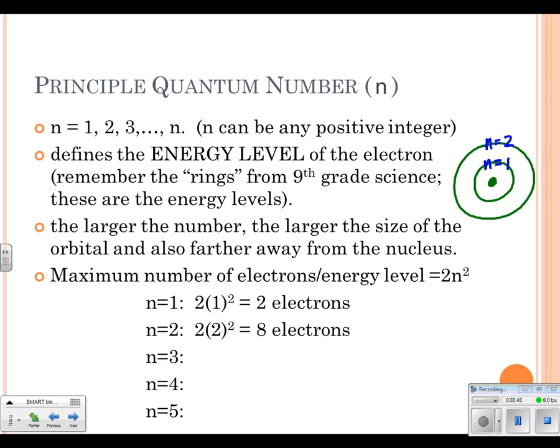Okay, so for n equals 3, you'd have 2 times 3 squared. So 3 squared is 9 times 2 is 18 electrons. For 4, you'd have 2 times 4 squared. So 4 squared is 16 times 2 is 32 electrons. And for 5, 2 times 5 squared. So 5 squared is 25 times 2 is 50. Okay, and we could keep going, but we'll stop there for now.